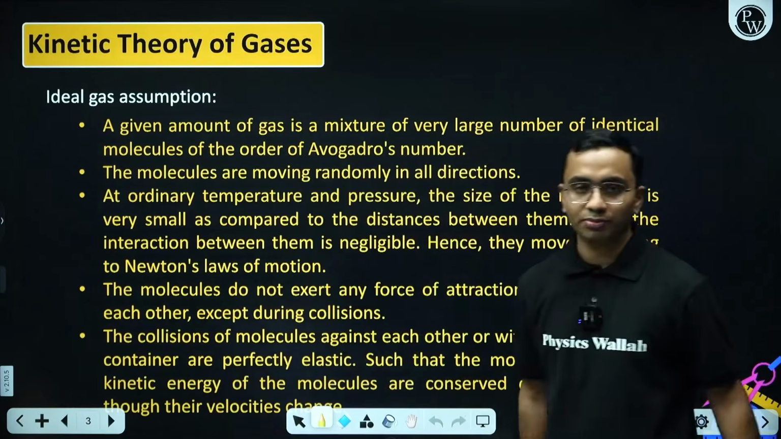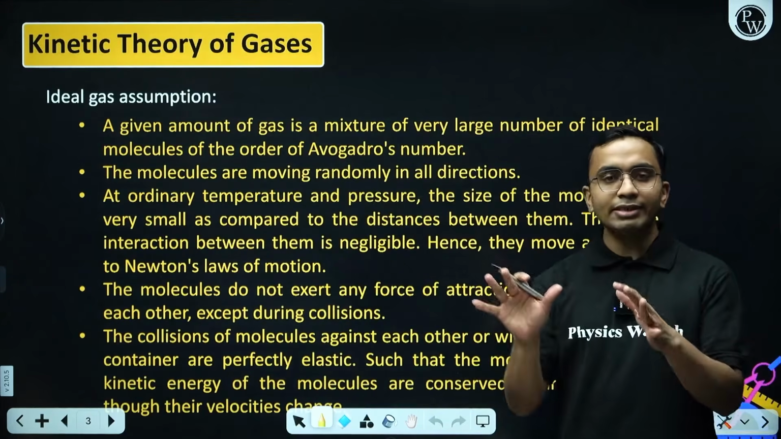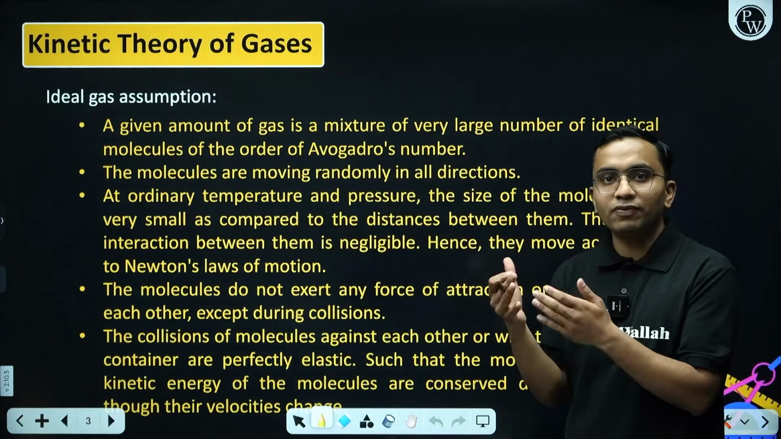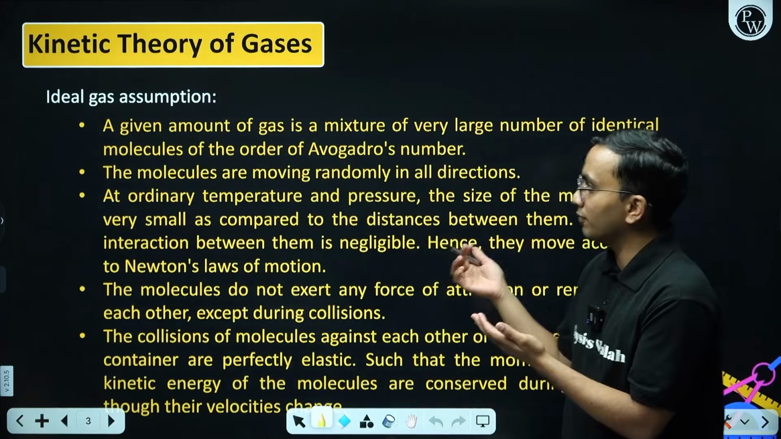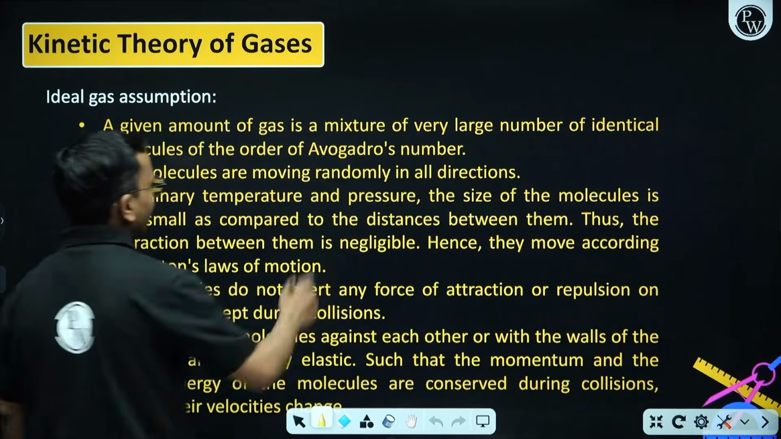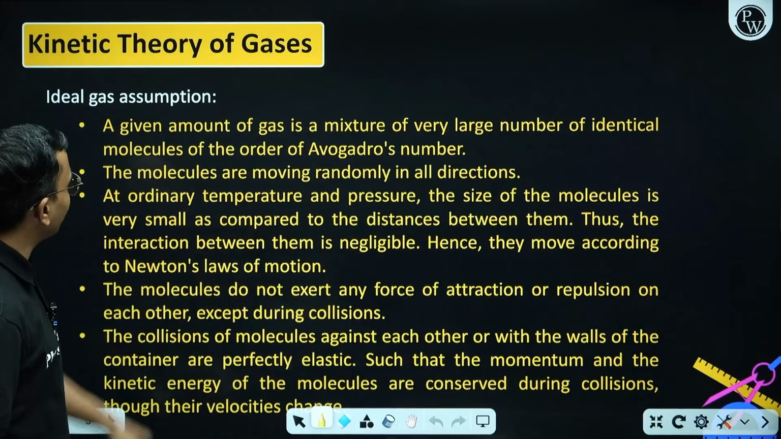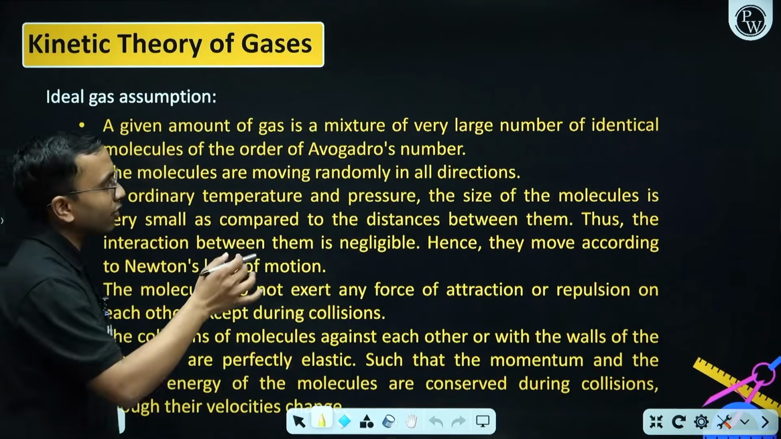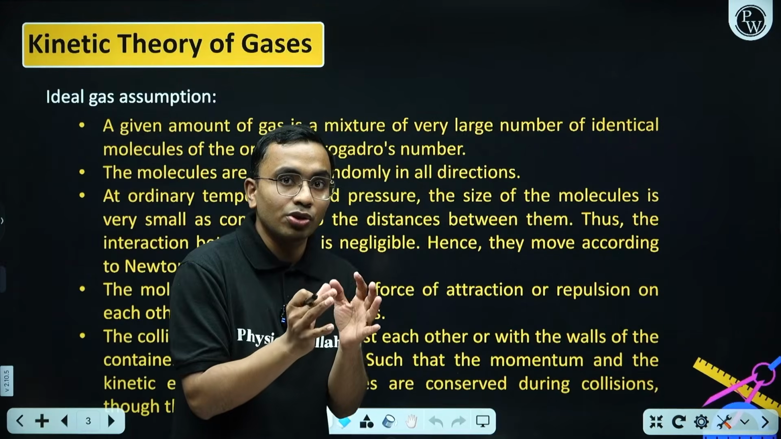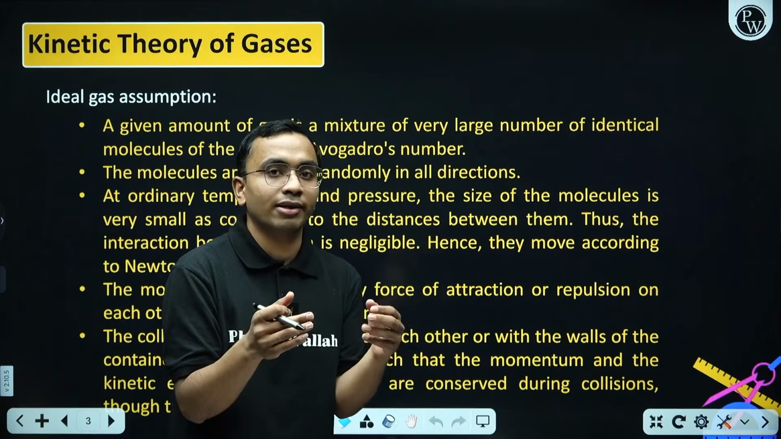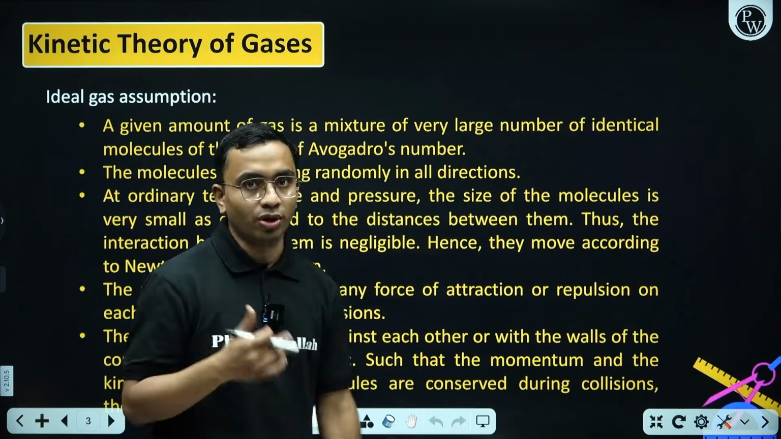First of all, the assumptions. So these are the assumptions that are made for an ideal gas. Let us talk about them first. First of all, a given amount of gas is a mixture of very large number of identical molecules of the order of Avogadro number. So the number of molecules is very large. It's not that there are 100 or 1000 molecules, not like that.